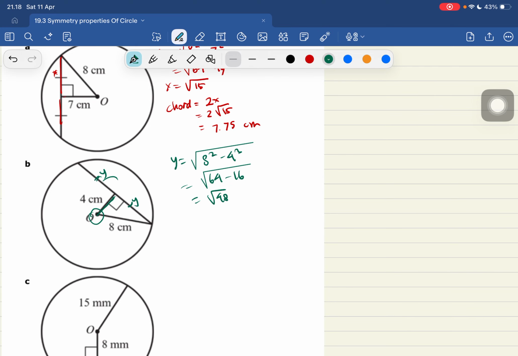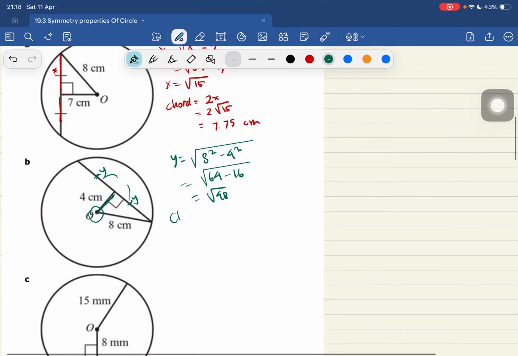So we got 64 minus 16, which is the square root of 48. As this is the chord of 2y, the chord equals 2y. So 2 times the square root of 48. We can use a calculator. It's going to be 13.9 centimeters.